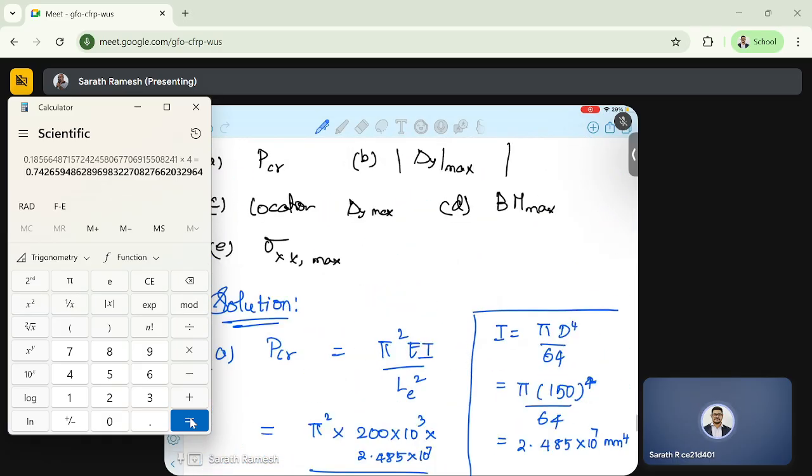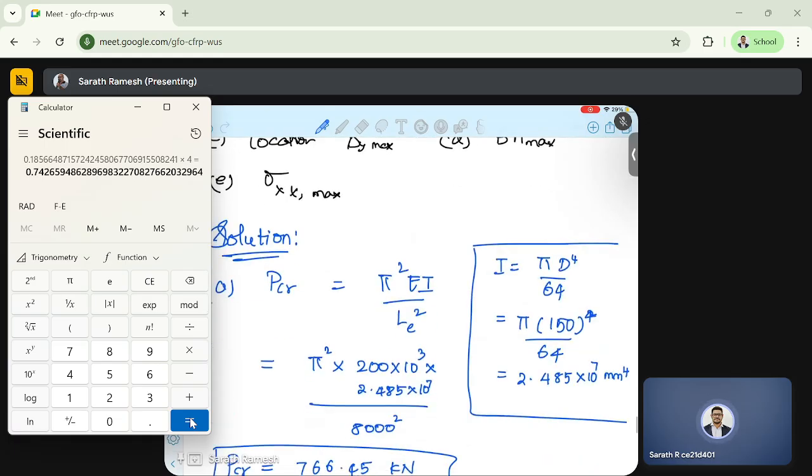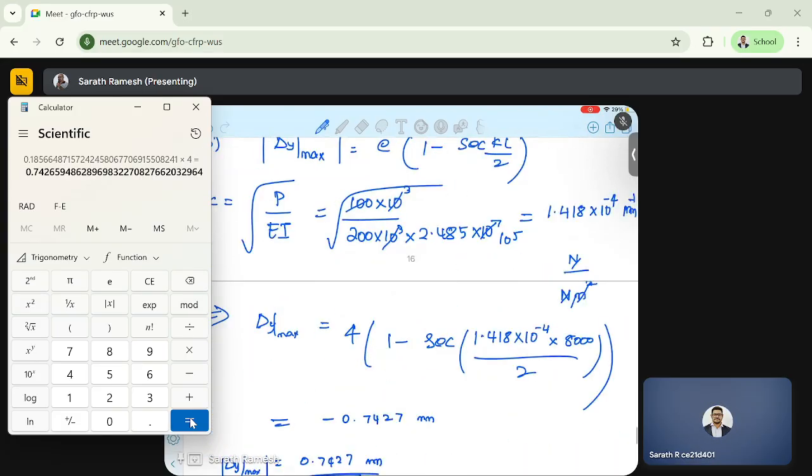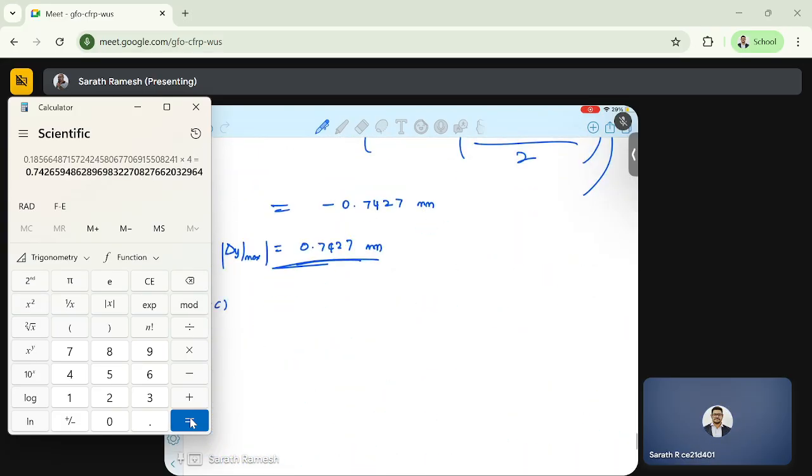Right. This third question, location. Yeah, location we know this is L by 2. So it's straightforward. Location of maximum deflection is L by 2, which is 8 meters by 2, 4 meters.